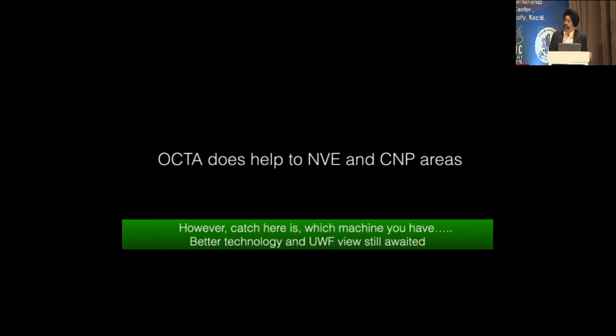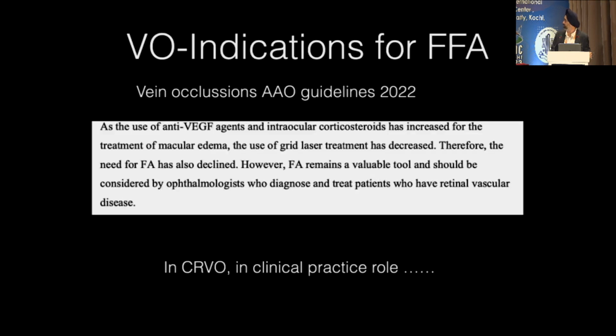Yes, OCTA helps to pick up neovascularization and CNP areas, but the catch here is which machine you have. Right now we don't have the ultra-widefield kind of OCTA images which we need, but it serves our purpose. Once we have treated these patients, we want to know if any other areas are left, so we can use OCTA to see NV and CNP areas. Now come to the other vascular occlusions, the vein occlusions. Practically, there is no indication for doing an FFA in CRVO as such.